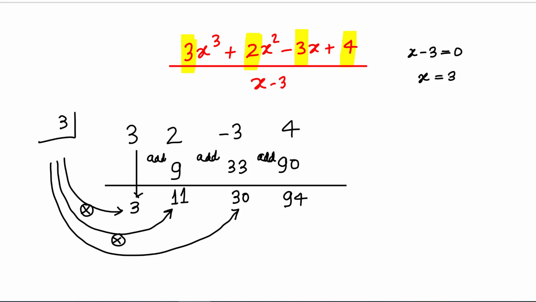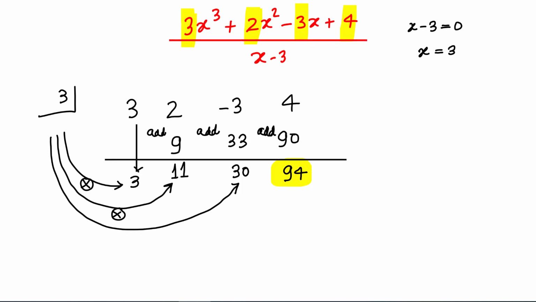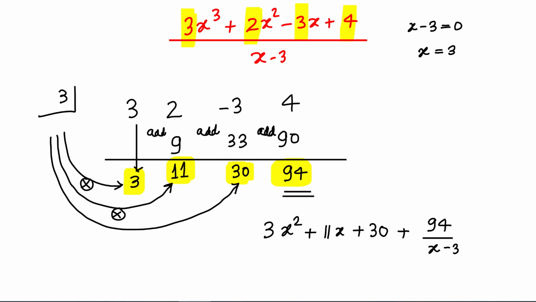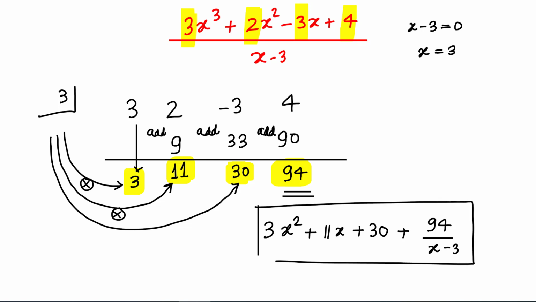Now you see in this case the remainder is not 0. In the earlier case the remainder was 0, but in this case the remainder is not 0. Now what will you get after division? You will have coefficients 3, 11 and 30. You will have 3x square, because this starts with x cube, so the first term is x square. So 3x square plus 11x plus 30. And since we have a remainder, we will have 94 divided by x minus 3. So this will be the value after the division.